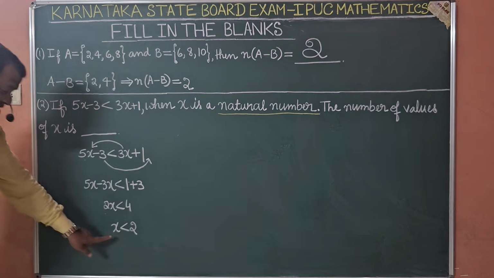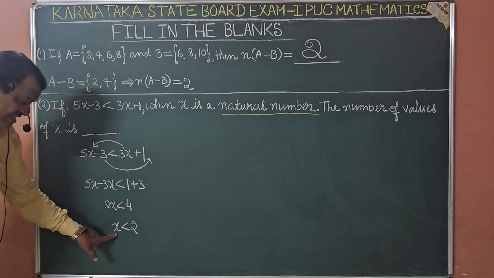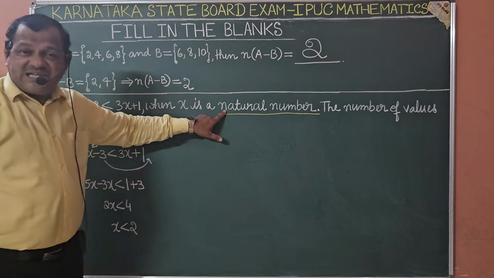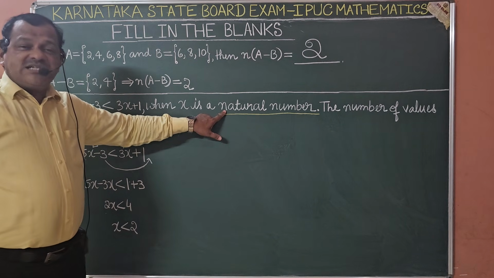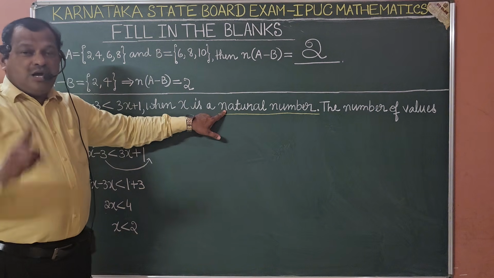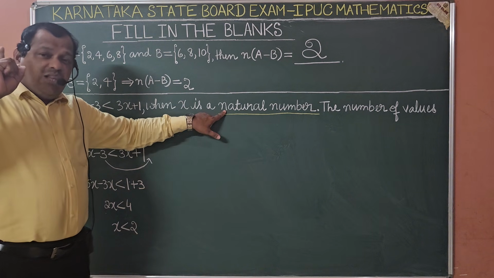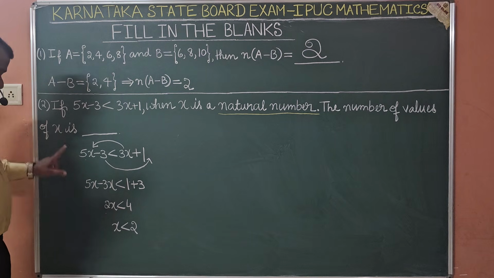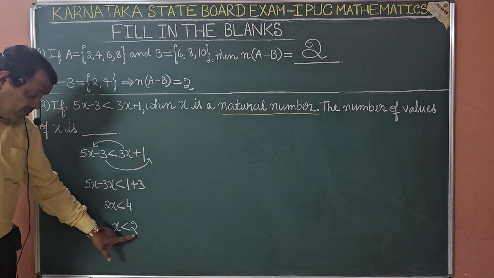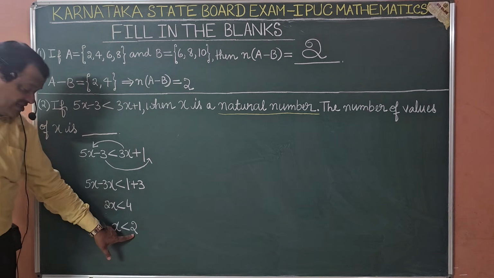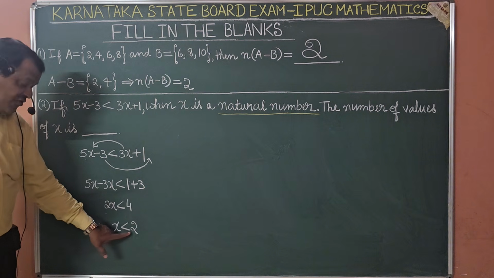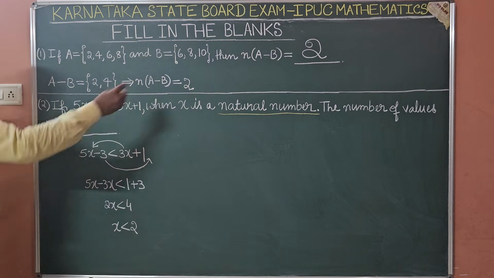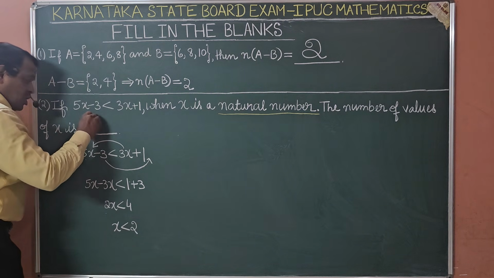So, this is strict inequality. So, x less than 2, but we need only natural numbers. And natural numbers start from 1. 1 is the first natural number. So, 1 natural number x can take. 2 is a natural number, but 2 is not included because it is a strict inequality. Therefore, only 1 natural number is possible. Therefore, number of values of x is 1.